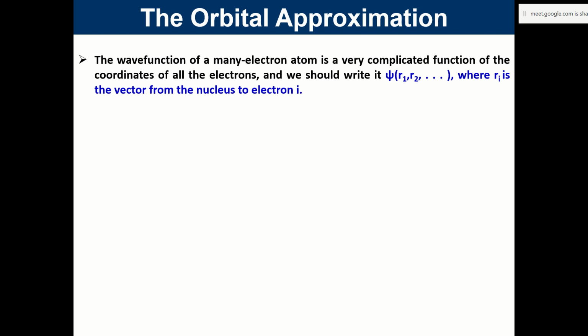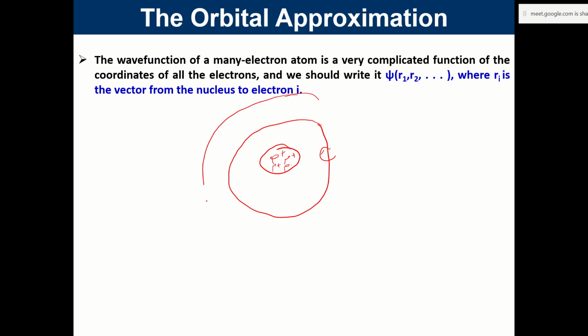Okay, and then we can express the overall wave function as a combination. If you have a number of electrons, you have a nucleus which has lots of protons. Suppose protons are there, and then you have electron number 1 at a distance, and another electron here. You can show this distance as r1, and this distance as r2.